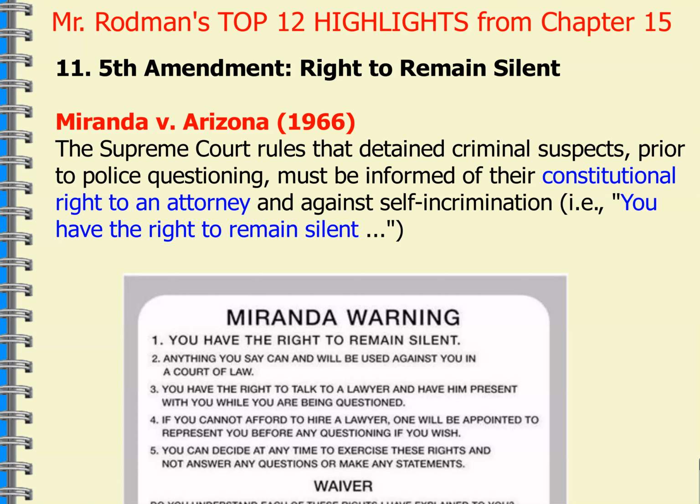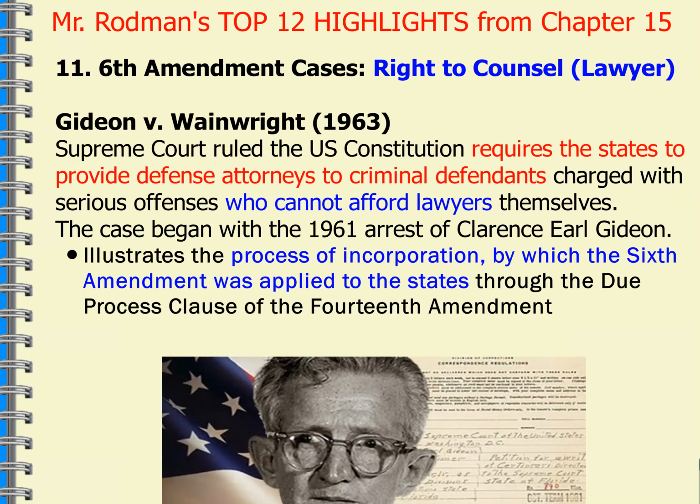In Miranda v. Arizona, he wasn't informed of his rights to an attorney or his rights to remain silent, and that had a significant impact on the case to get it overturned. It was unconstitutional, violating his Fifth Amendment rights there.